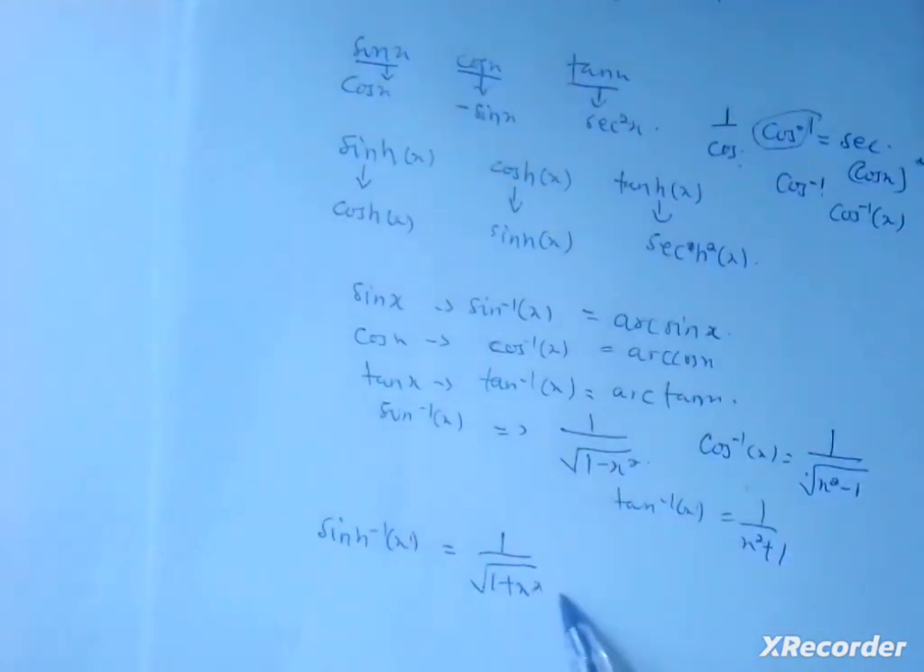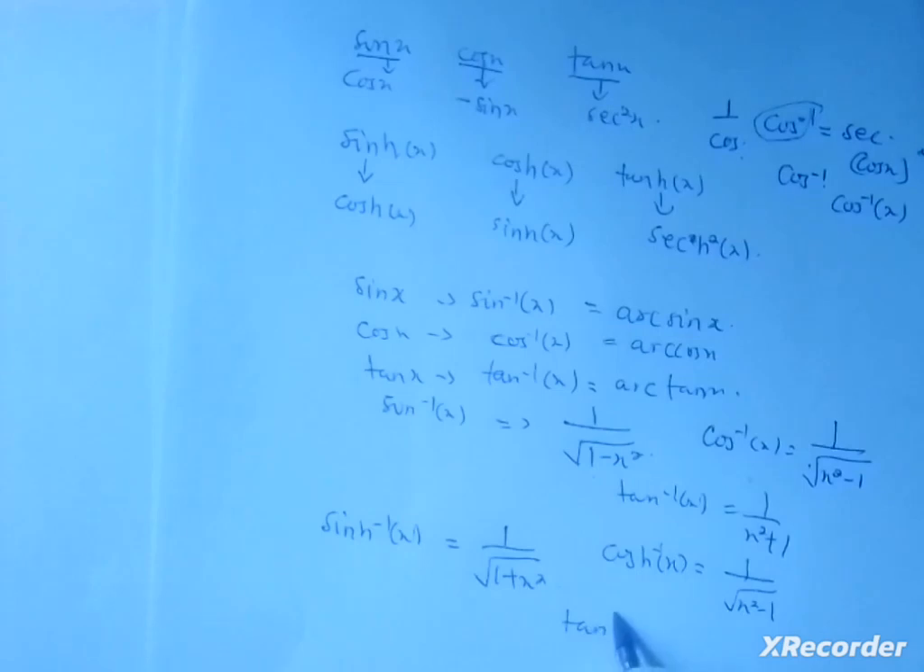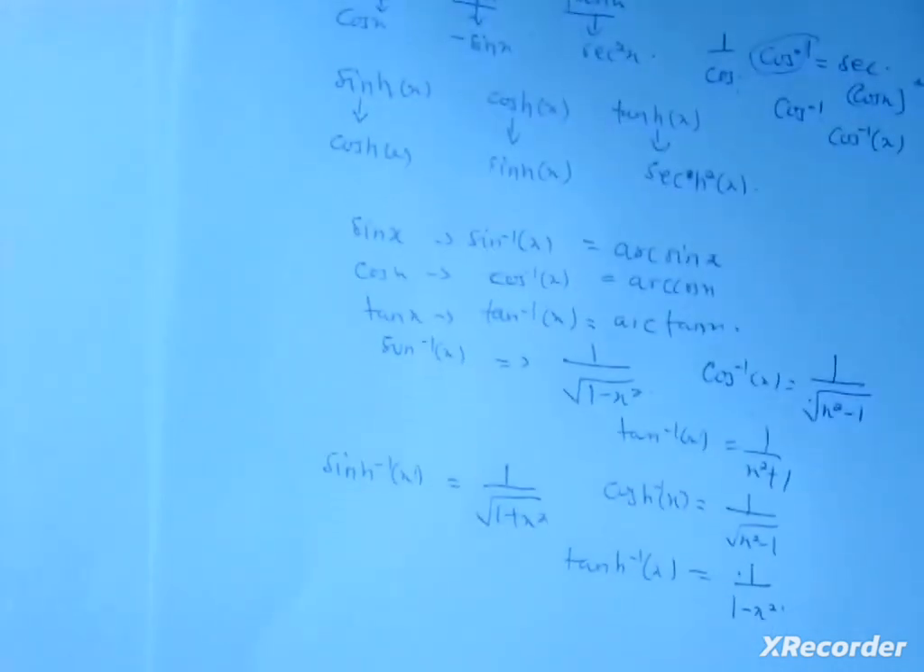You realize that for the sine, it's just opposite signs here. Then when you take the cos, it remains the same. Cosh inverse of x will be 1 over the square root of x squared minus 1. Then tanh inverse of x will simply be equal to 1 over 1 minus x squared. This is an introductory course once again. We only need to know the basic stuffs in differentiability. We will delve more into it in our future classes.